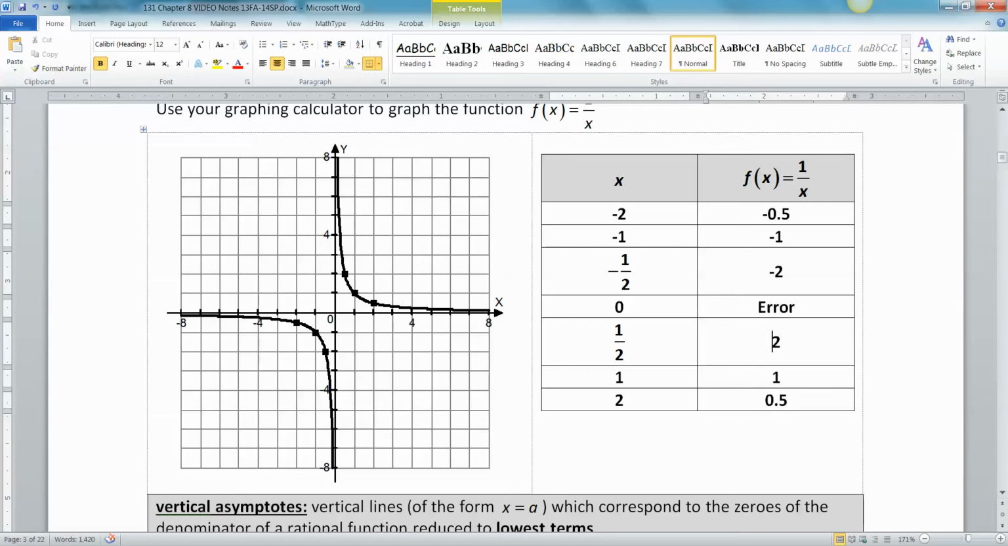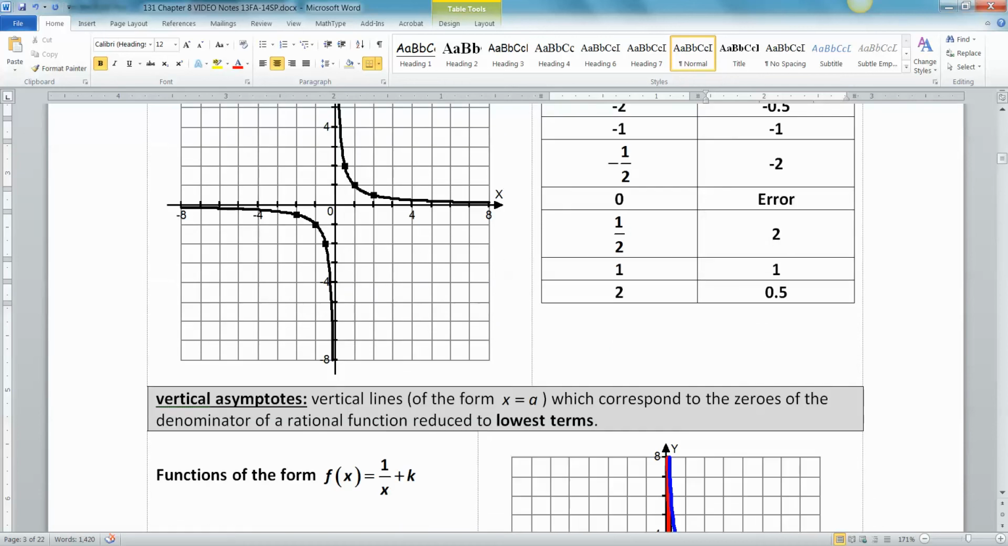Negative 2 goes to negative 1/2, negative 1 goes to negative 1, 1/2 goes to 2, and so on. And then you draw this curve, but you want to be really careful. You want to make sure that when you draw these lines, it doesn't cross the x-axis here or over here on the right. It doesn't cross the y-axis either, up here or down here.